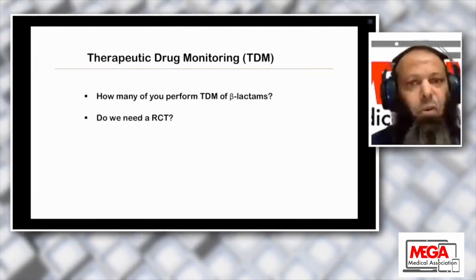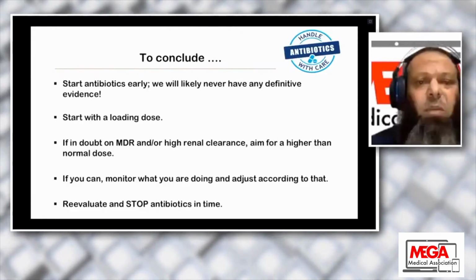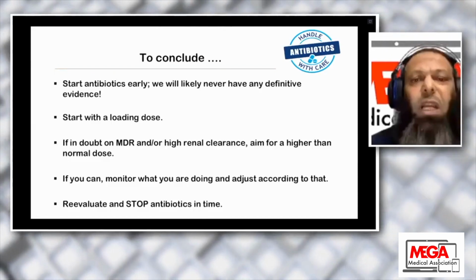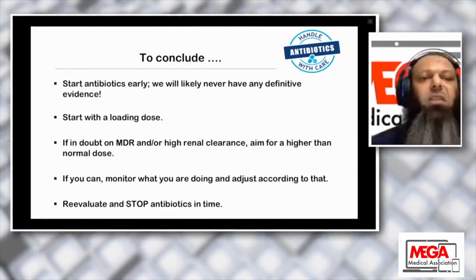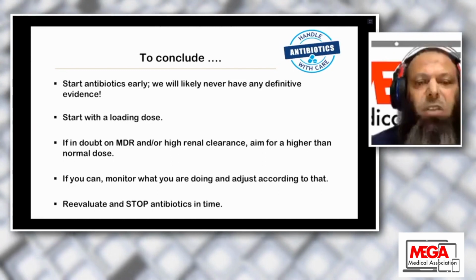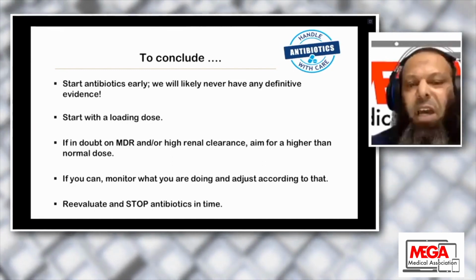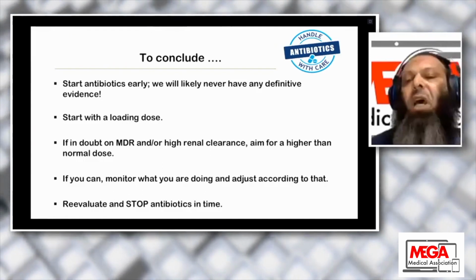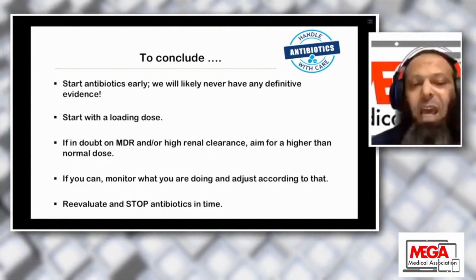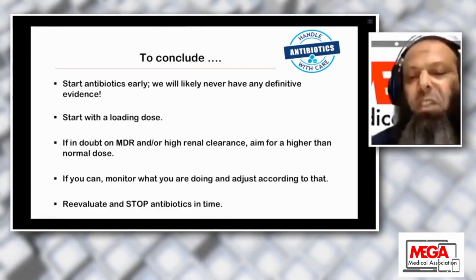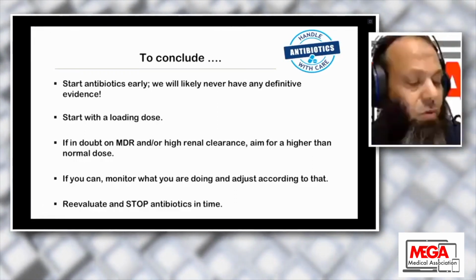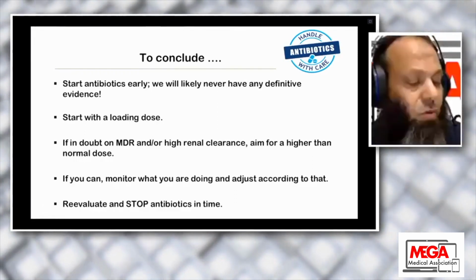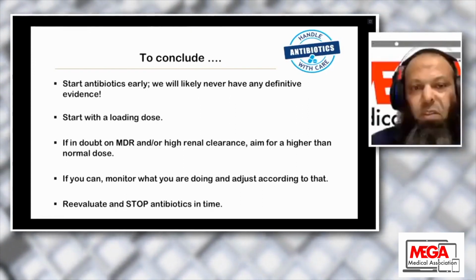I agree. So to conclude with this, start antibiotics early. We likely will never have definitive evidence. Start with a loading dose. If there is no doubt about MDROs, or if there is high or normal renal clearance, aim for a higher than normal dose. If you can, monitor what you are doing, which is very important, and adjust accordingly. Evaluate and stop antibiotics on time.